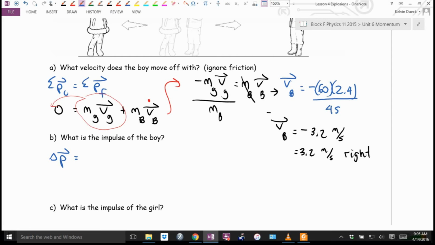So there's two ways. Don't write this down, just watch. I can find impulse by going force times time, or I can find impulse by going that. Which one am I going to use here? Yeah, because I don't see a force and a time anywhere. In fact, I think later on they ask me to find a force. So, okay, I think this will work, Mr. Duick. You can write that down.